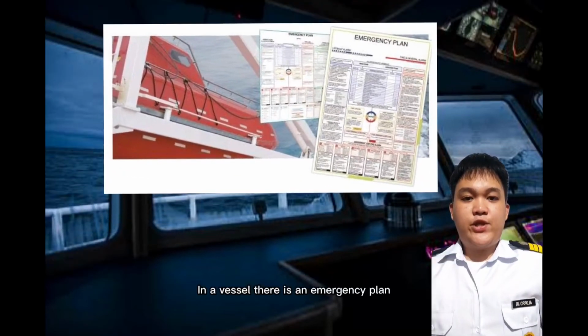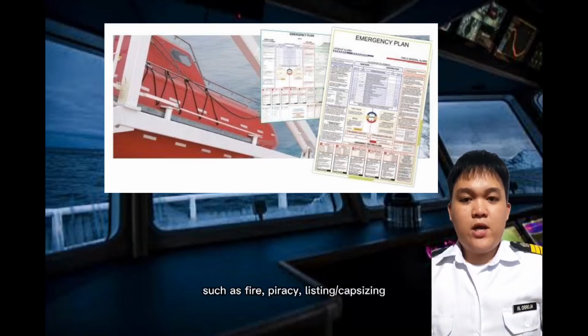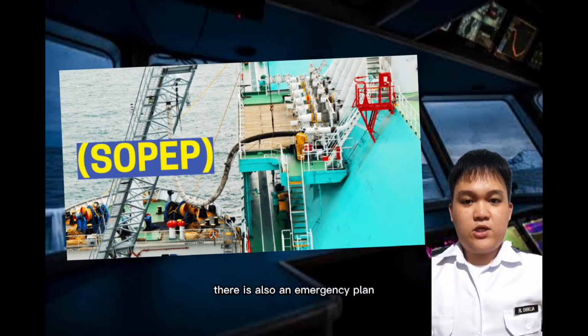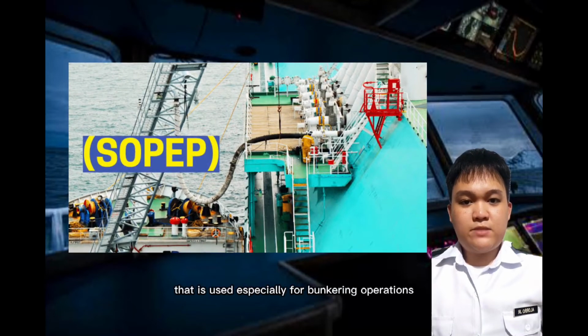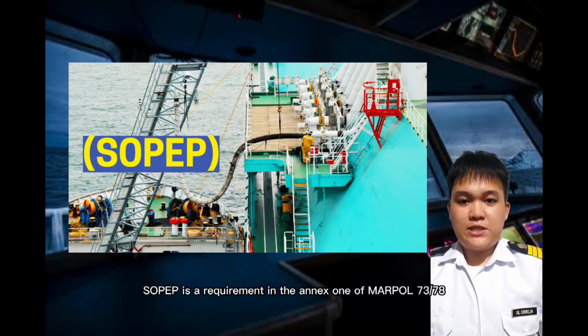In a vessel, there is an emergency plan that can be used in case of emergency, such as fire, piracy, listing or capsizing, and many others. On the other hand, there is also an emergency plan that is used especially for bunkering operation. This is called the Ship Oil Pollution Emergency Plan, or SOPEP. SOPEP is a requirement in Annex 1 of MARPOL 73/78.